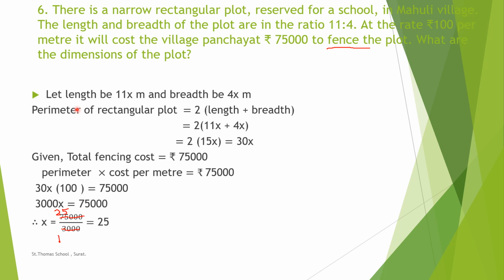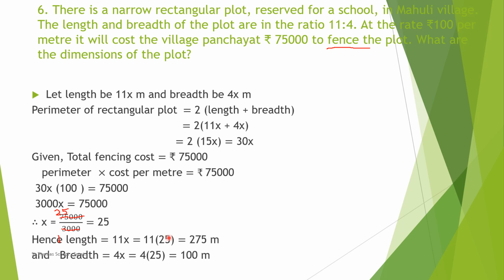Now we can find the value of length. Length is 11x. 11 multiplied by 25. This multiplication you have to do yourself. Length is equal to 11x. 11 multiplied by 25 is equal to 275 meter. And breadth is 4x. So 4 multiplied by 25. 25 fours are 100 meter. The length is equal to 275 meter and breadth is equal to 100 meter. It's clear?